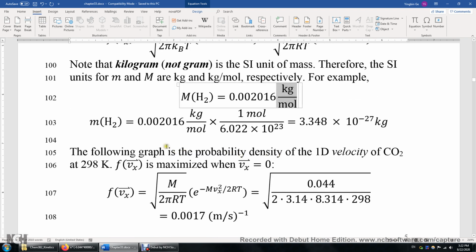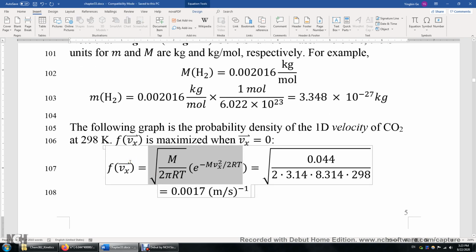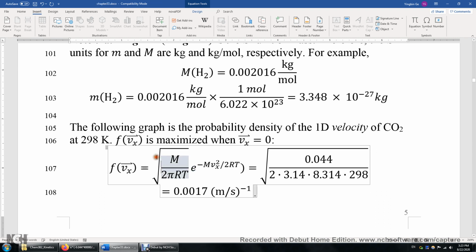Let's look at the one-dimensional velocity of CO2 at the room temperature. By looking at the probability density function, we can tell this part is maximized when the speed is 0. Well, when the speed is 0, the velocity is also 0, right? So we can calculate this probability density. We plug in the numbers. When v sub x is 0, this exponential function is simply 1. We just need to look at this square root.